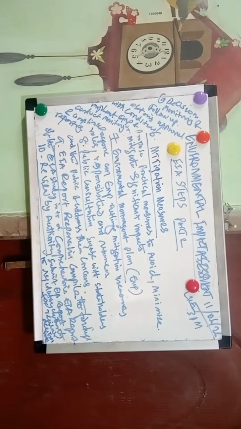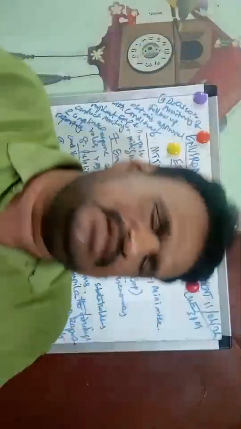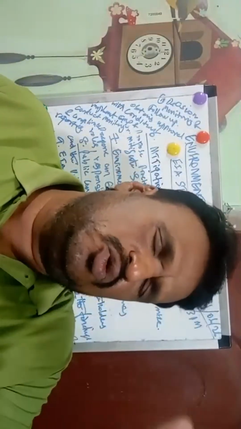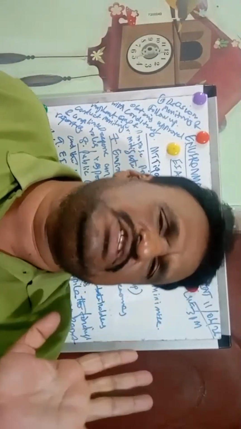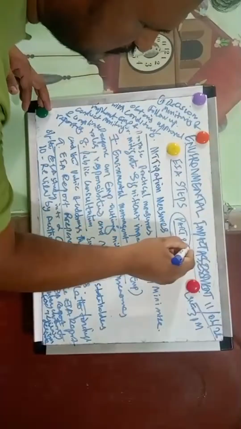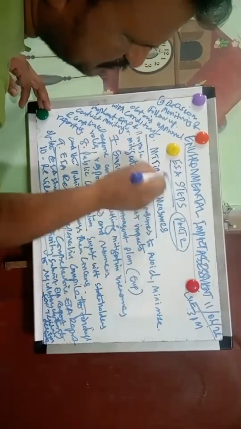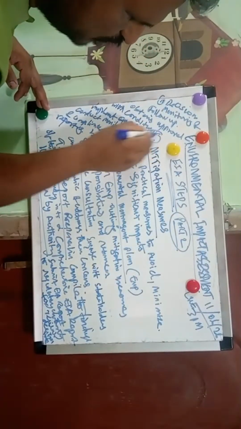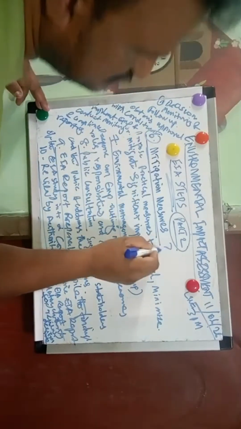Now we are going to see part 2. Step by step, the first 1, 2, 3, 4, 5 we have seen in part 1. Now we are going to see part 2, that is the EIA steps. The 6th one is mitigation measures.